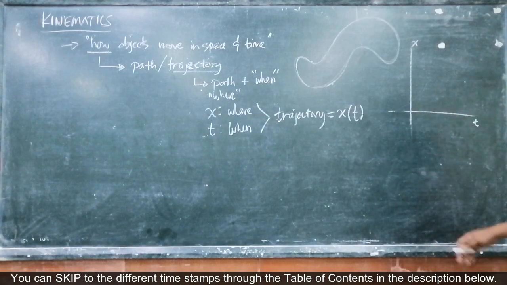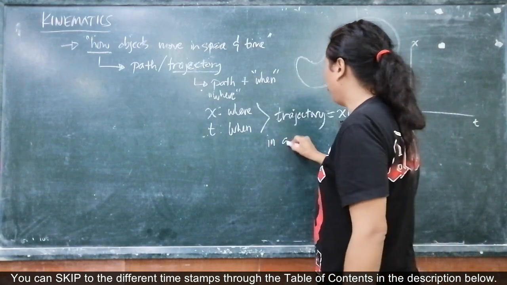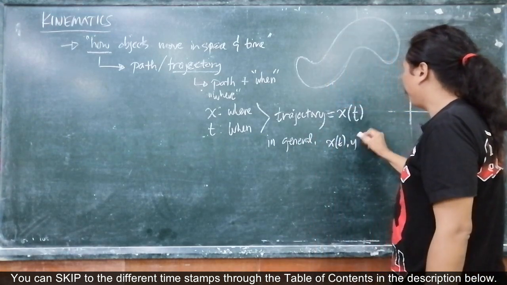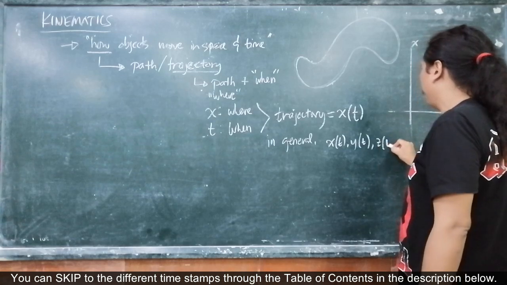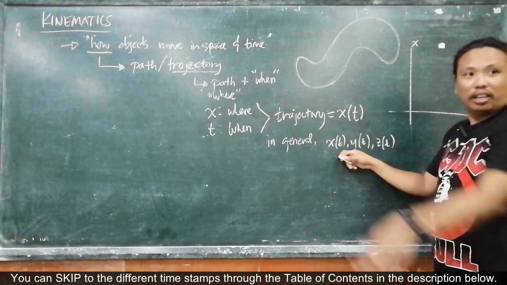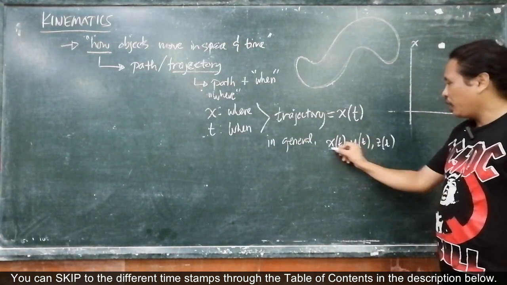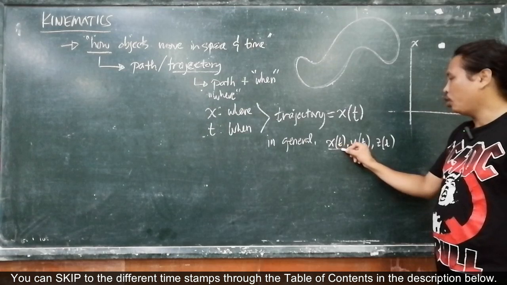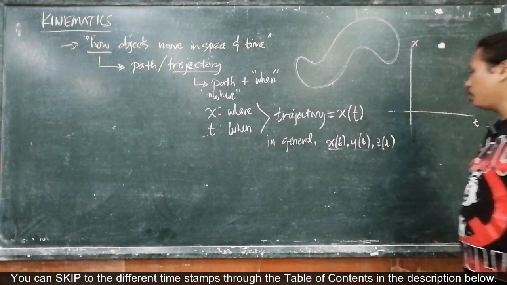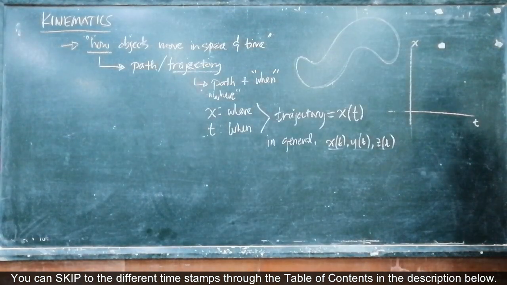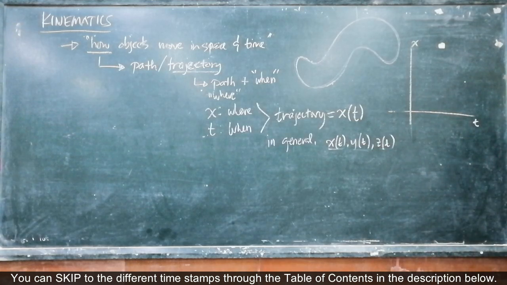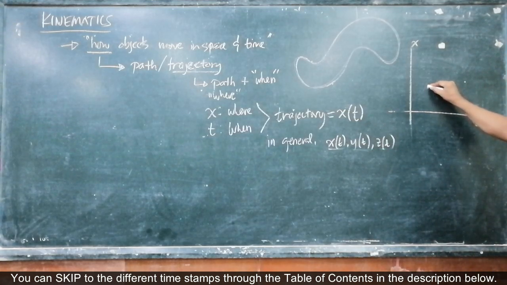So in general, we can have x of t, y of t, and z of t. Meaning, x could be the vertical displacement, y could be the horizontal displacement, and so on, whatever you call it. So in general, you have this. But for now, we just need x of t. We are only dealing with one dimension.